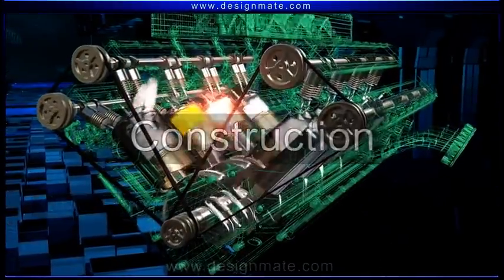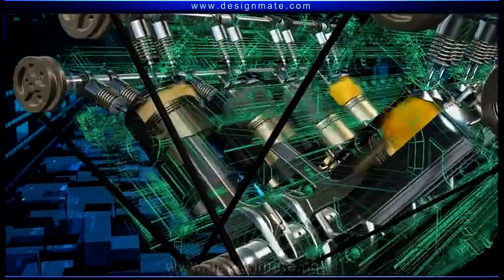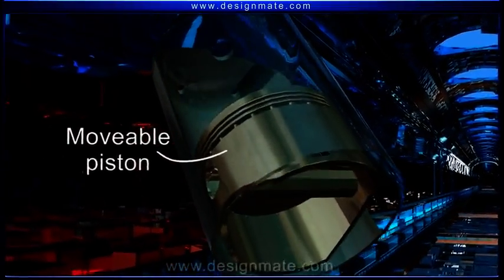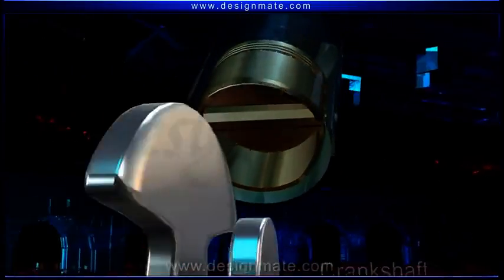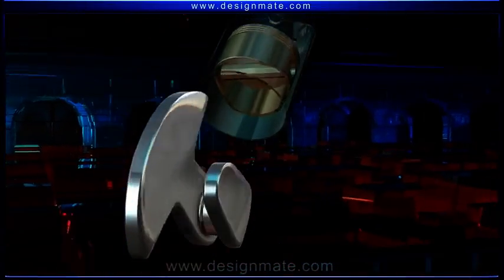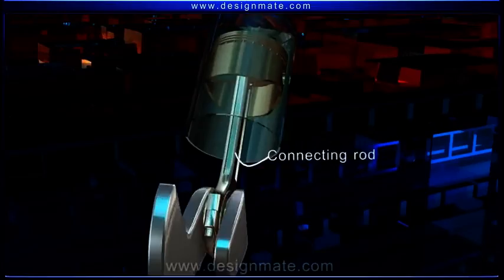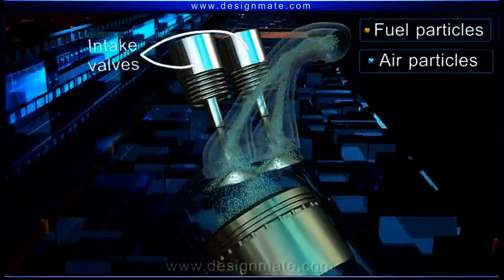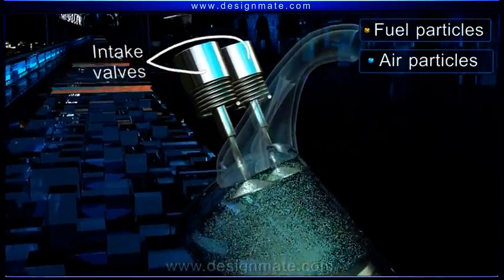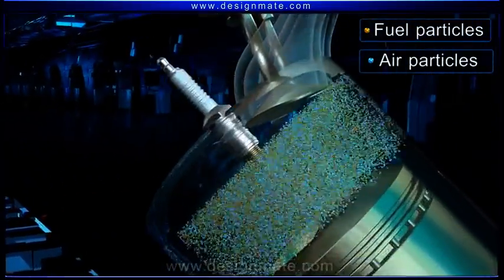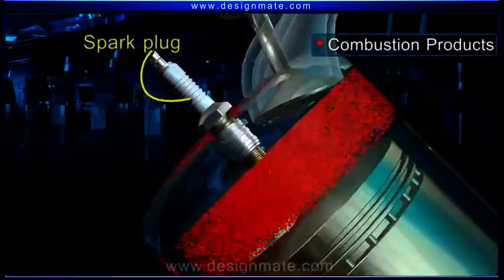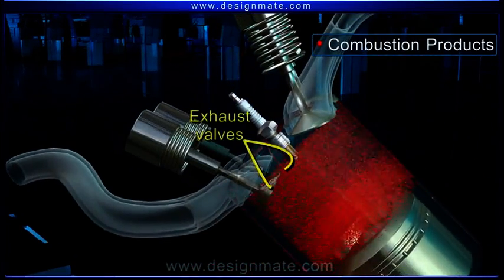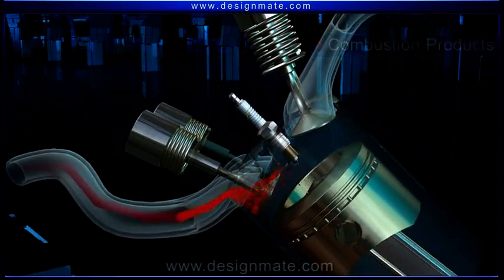Construction. A four-stroke engine mainly consists of insulated airtight cylinders with movable pistons, which are joined to the crankshaft through connecting rods. The intake valves let the fuel-air mixture enter the cylinder. Spark plug produces spark and ignites the fuel-air mixture, and the exhaust valves allow exhaust gases to exit the cylinder.